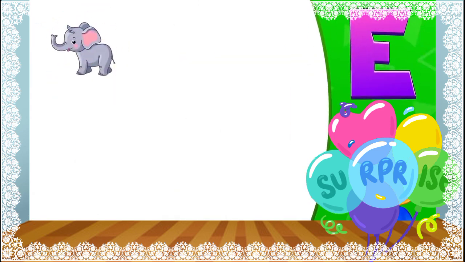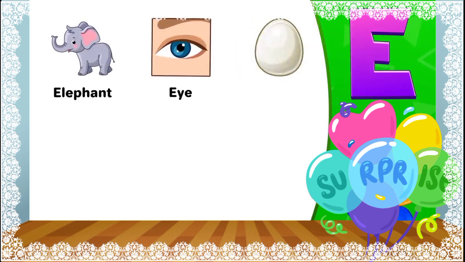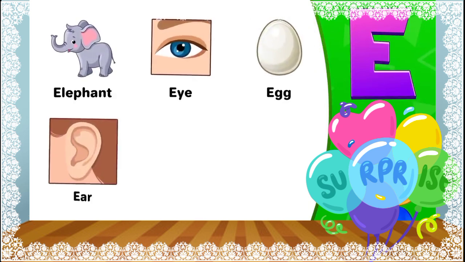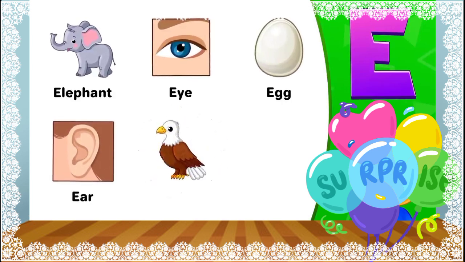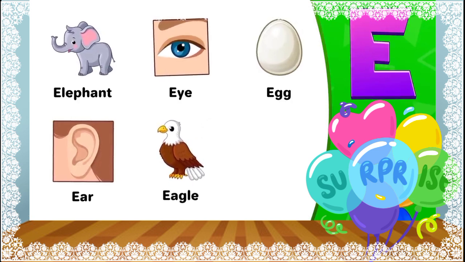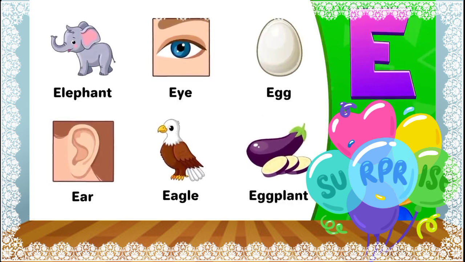E is for elephant. E is for eye. E is for egg. E is for ear. E is for eagle. E is for eggplant.